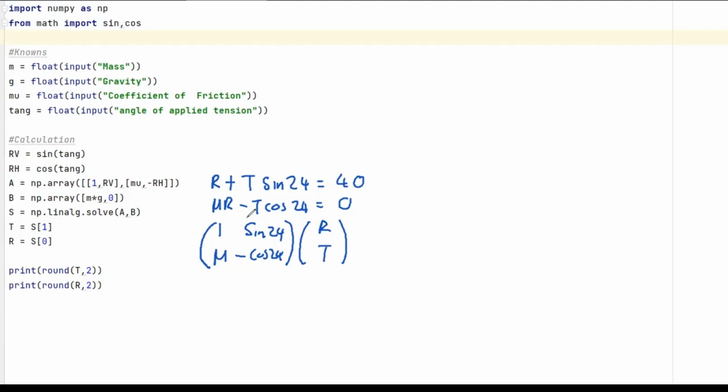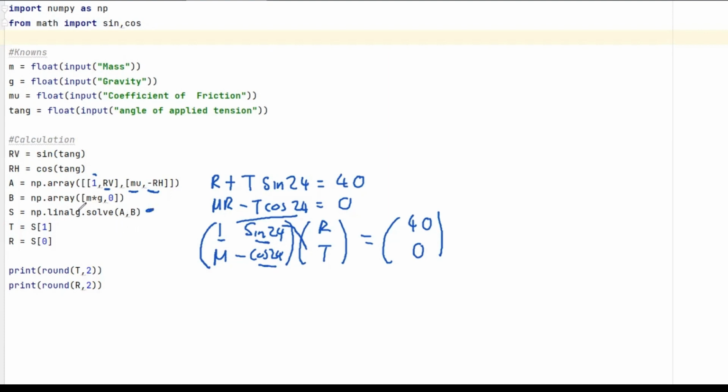And if you recall from the last video, 1 times R is R, sine 24 times T, and mu times R and minus cosine 24 T. And this will give us our final answer, which is 40 and 0. Now, let's match the coefficients. So this here is here. RV, which we said was sine of the angle, is here. Mu, which is this, because mu is our coefficient of friction, and minus RH, our resolved horizontal force, which is here. And this part here solves this.